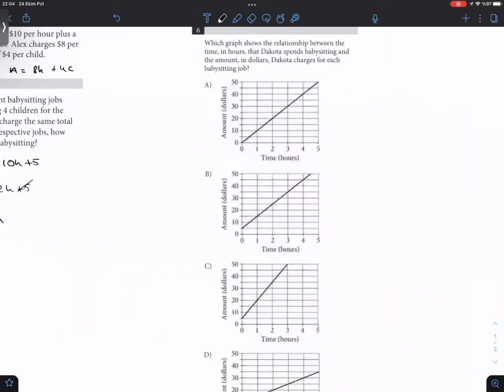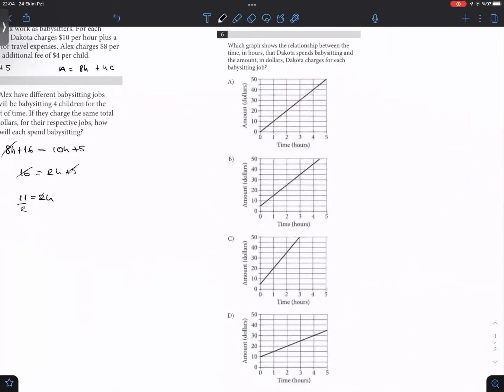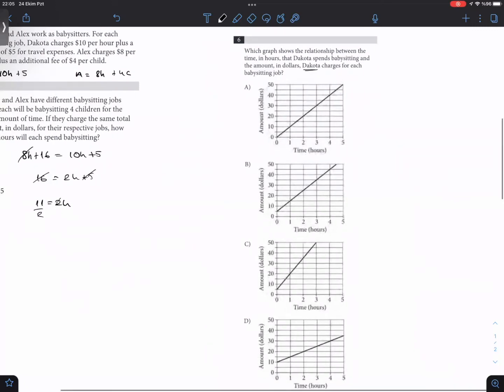This is the second part of the question, which is a graphical question. It asks which graph shows the relationship between the time in hours that Dakota spends babysitting and the amount in dollars Dakota charges for each babysitting job. So this question is about Dakota, right? Looking back at Dakota's equation, I'm going to write it again here: D equals 10H plus 5.